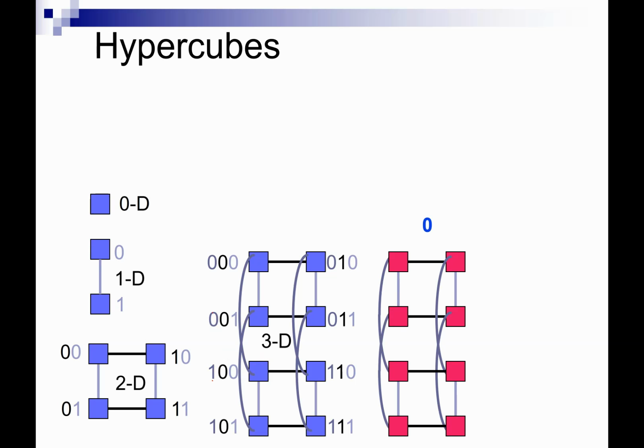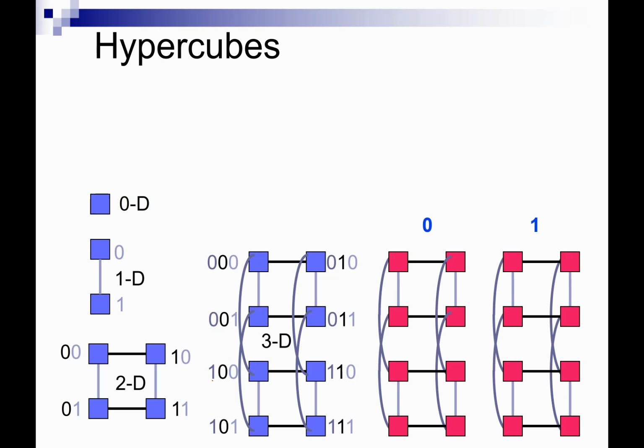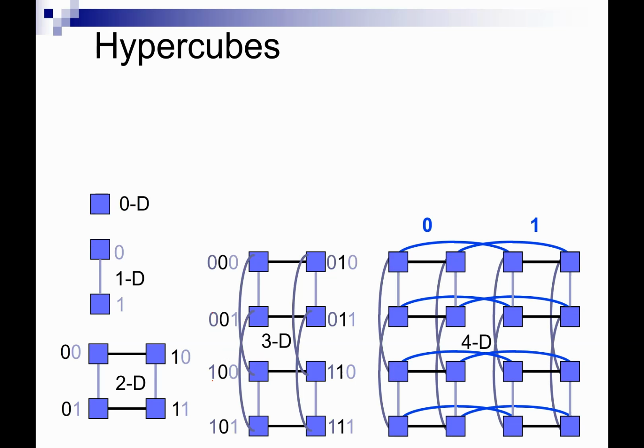If you continue this process, I'll do one more. Let's draw a 4D hypercube. We need to take 2 copies of the 3D hypercube. For the first copy, we prefix all of the labels with 0, and for the other copy, we prefix them with 1. Then we connect all of the corresponding nodes. You can keep going with this process. So you can form a 5.